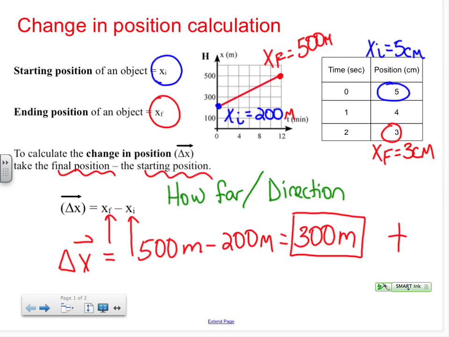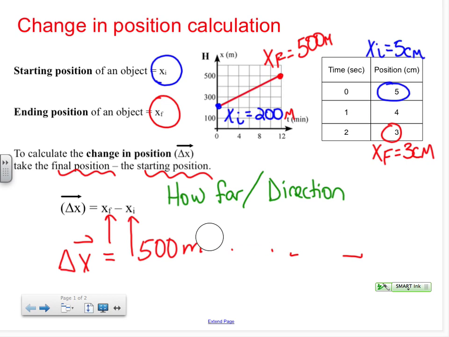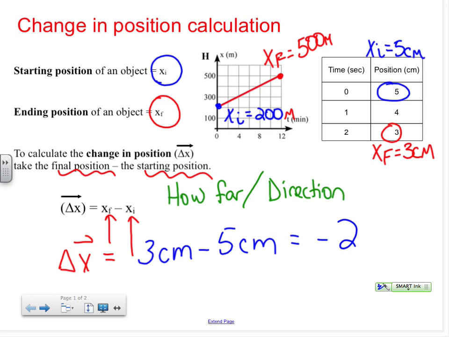Now, if we take a look at the example from the data table, my final position in this case was 3 centimeters. So let me erase that. So my 3 centimeters was my final position. My initial position was 5 centimeters. And in this case, you'd end up with a negative 2 centimeters. Now, once again, it's telling me 2 things. It tells me how far, in this case, 2 centimeters, and in what direction, negative direction.